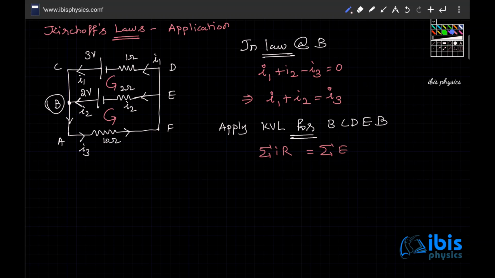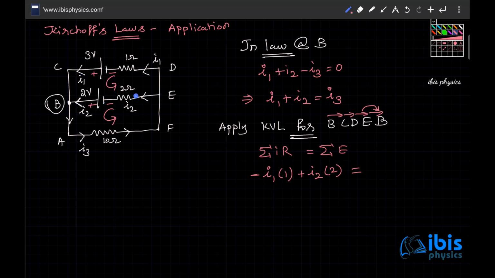Okay, let's write that equation first. As mentioned, you go B to C, C to D, D to E, E to B. B to C, no IR. When you move from C to D, the current comes this way and you move in the opposite direction, I1 through 1, so it is minus I1 into 1. D to E, there is nothing. E to B, the current is in the same direction as you are moving, from E to B, I2 through 2, so it is plus I2 into 2, equal to the EMF. B to C, no EMF. C to D, the EMF is minus 3 because you are going from plus to minus. D to E, no EMF. E to B, it is from minus to plus.